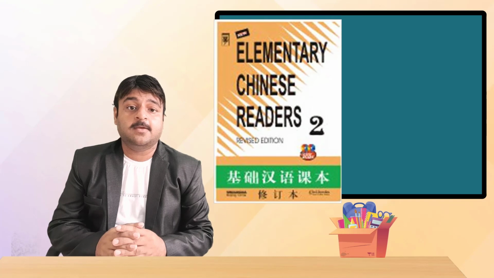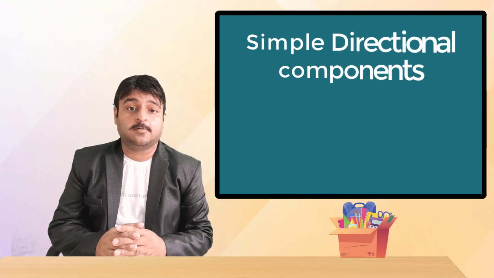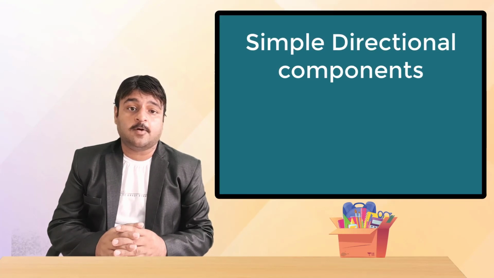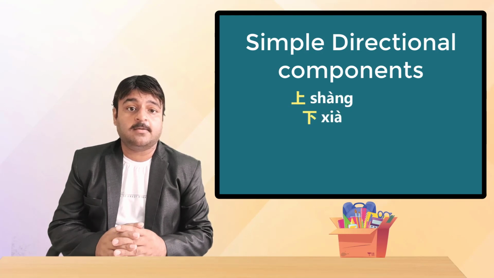This was lesson 35 from Elementary Chinese Reader 3, where we saw compound directional complements. Compound directional complements are formed with words like shang, xia, along with chu and lai.